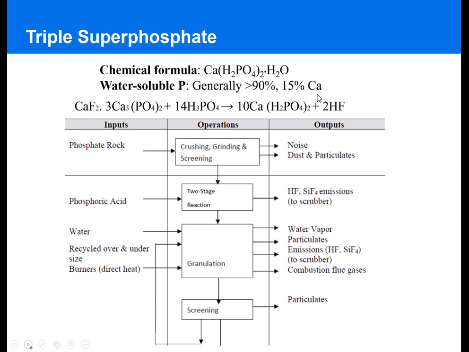A special version of the superphosphate is the triple superphosphate with the chemical formula of calcium dihydrogen phosphate, which is a water-soluble source of phosphorus that provides very high concentrations of phosphorus and calcium nutrients. This substance is produced by the reaction of calcium phosphate with phosphoric acid to produce the calcium dihydrogen phosphate and hydrofluoric acid byproducts that can be scrubbed to form sodium fluorosilicates, as we said.